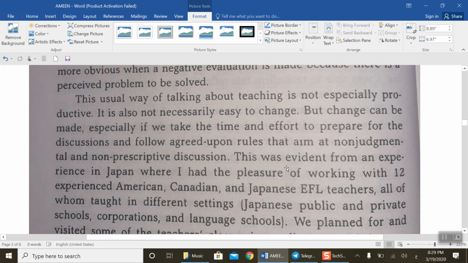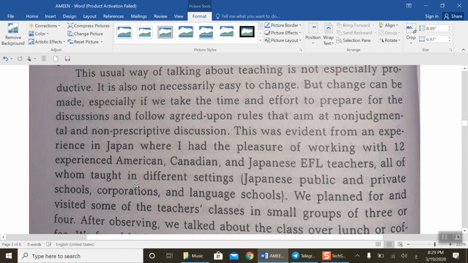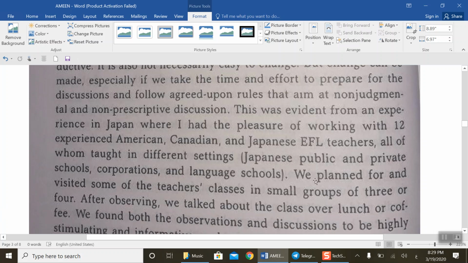He will talk here about his experience. This was evidence from an experience in Japan when I had the pleasure of working with 12 experienced American, Canadian, and Japanese TEFL teachers, all of whom taught in different settings: Japanese public and private schools, corporation and language schools. We planned for and visited some of the teachers' classes. Okay, they visited each other's in small groups of 3 or 4.